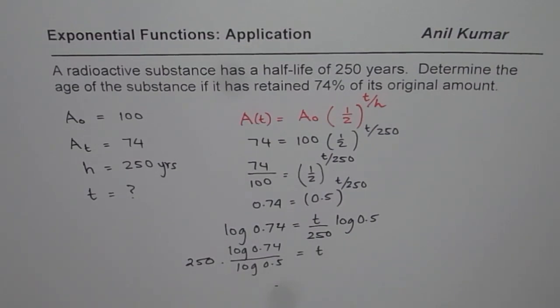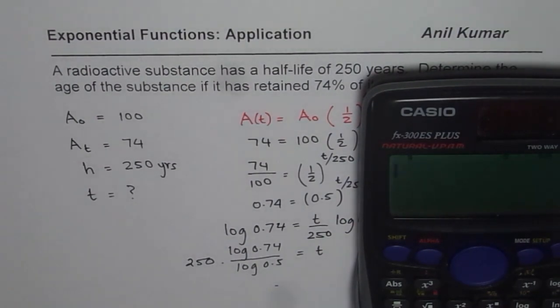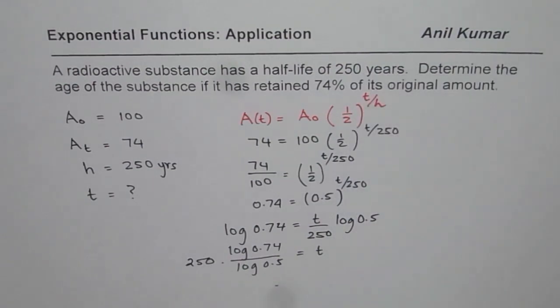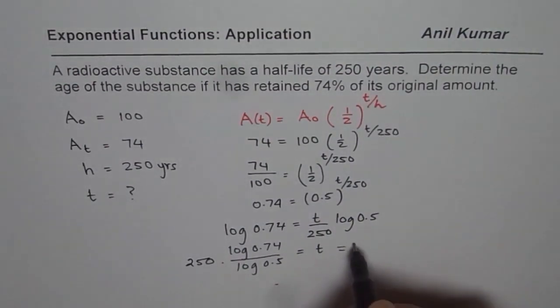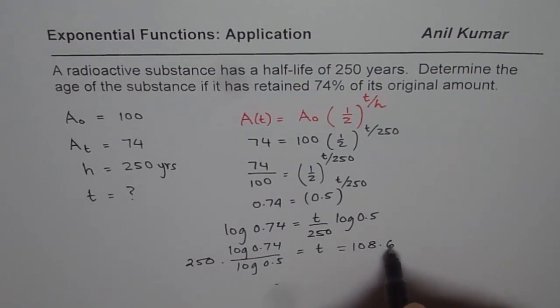So now we can use the calculator and calculate the answer. Let's find the ratio first. Log of 0.74, divided by log of 0.5, times 250 equals 108.6. Let me write it here. So t, we get 108.6 years.